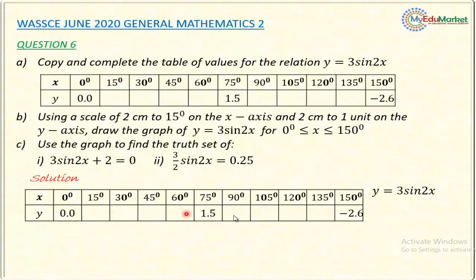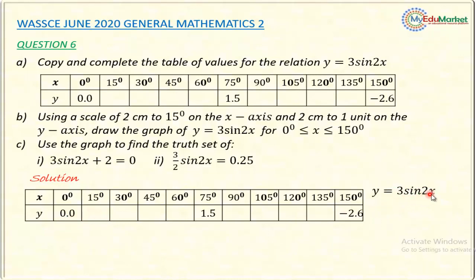But this table is for the relation y equals 3 sine 2x. Y equals 3 times sine 2x. So I would pick the first value of x that doesn't have a corresponding value of y, that is 15 degrees. I'm going to replace the x by 15 here. I will simplify, and what I have finally would be the corresponding value of y. So I will write it here.